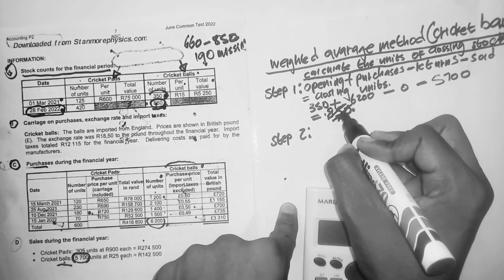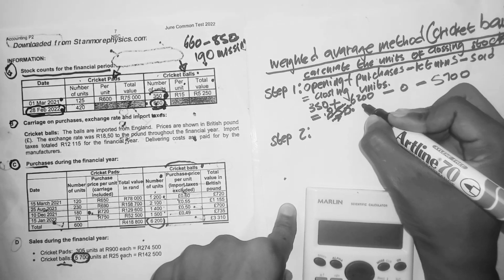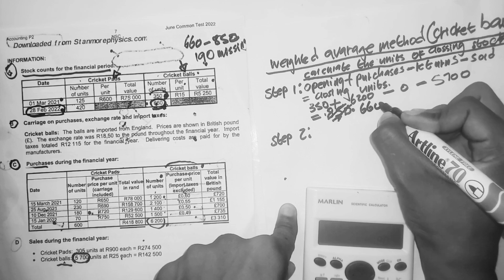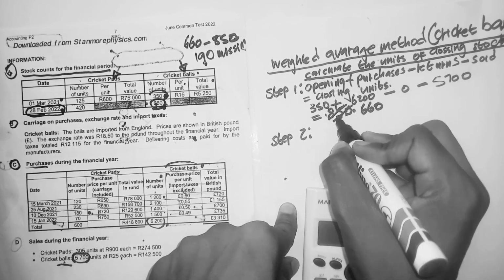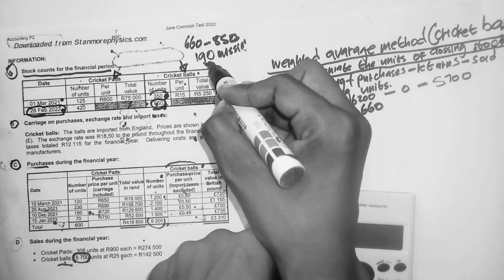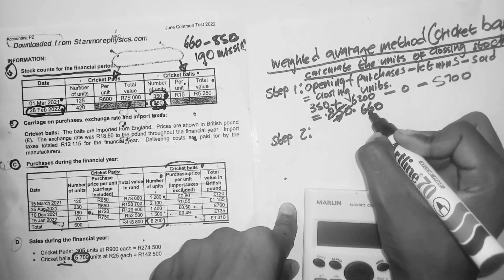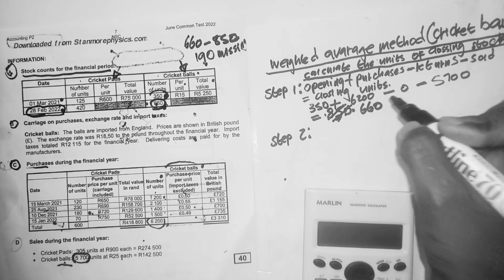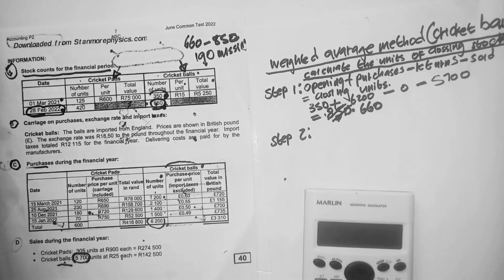So this is not the correct one. So the correct one will be how much? Will be 660. Ours is wrong. Why is it wrong? Because 190 is missing. So we use theirs, which is 660. So that's what we're going to use for step 2.